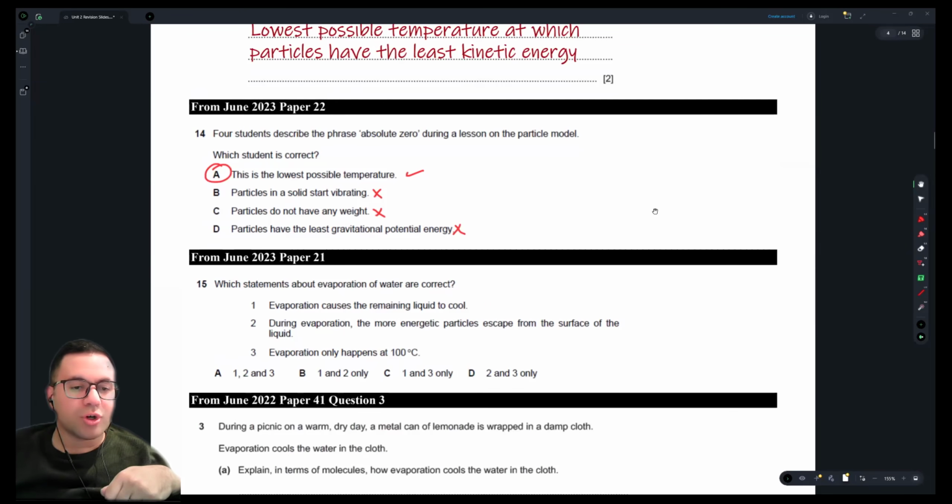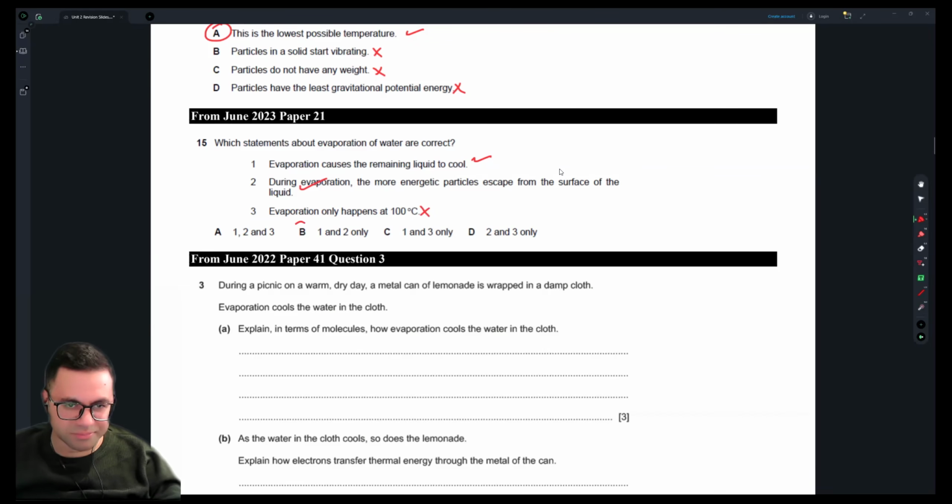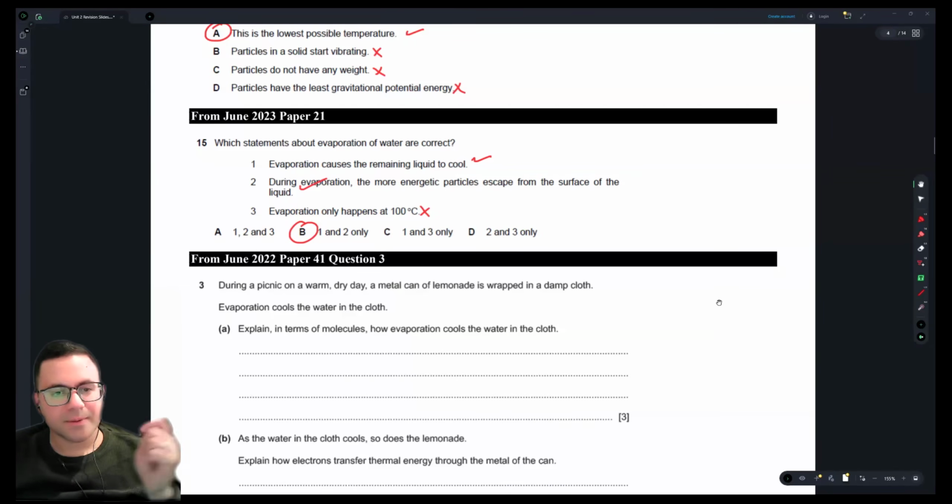Next. Which statements about evaporation are correct? Evaporation causes the remaining liquid to cool. Yes, it does. During evaporation, the more energetic particles escape from the surface of the liquid. Absolutely. Evaporation only happens at 100. Nope, that's for boiling. So 1 and 2. So B is my answer. Moving on.